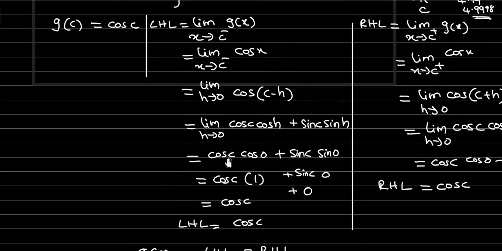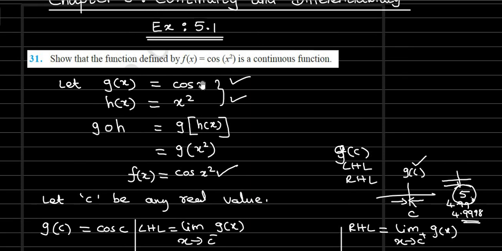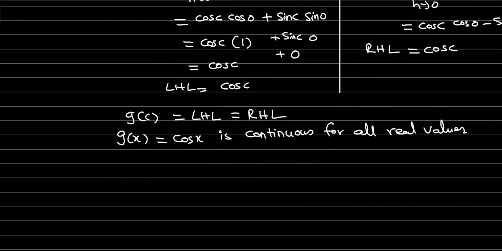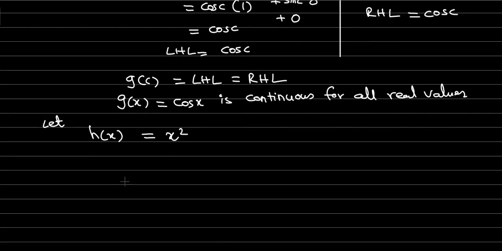Okay. So the given function is a combination of two functions, one is cos x, the other one is x square. Now similarly we are going to prove that x square is also a continuous function. So let h of x be x square. We have to prove that h of x is continuous for all real values. How many real values do we have? Infinite real values on the real line. So let c be any real value.